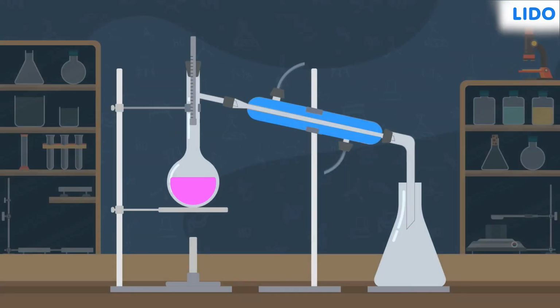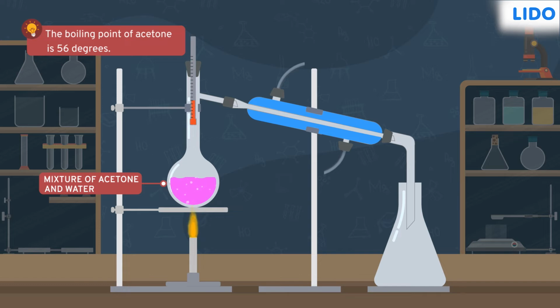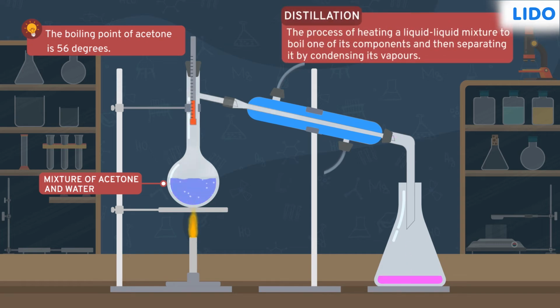Distillation is used to separate different components in a liquid mixture. If we heat a mixture of acetone and water, since the boiling point of acetone is 56 degrees, it converts to vapor before water does. The vapors of acetone are then condensed and acetone is collected in a receiving flask. Thus, we can say that distillation is a process of heating a liquid-liquid mixture to boil one of its components, like acetone, and then separating it by condensing its vapors.